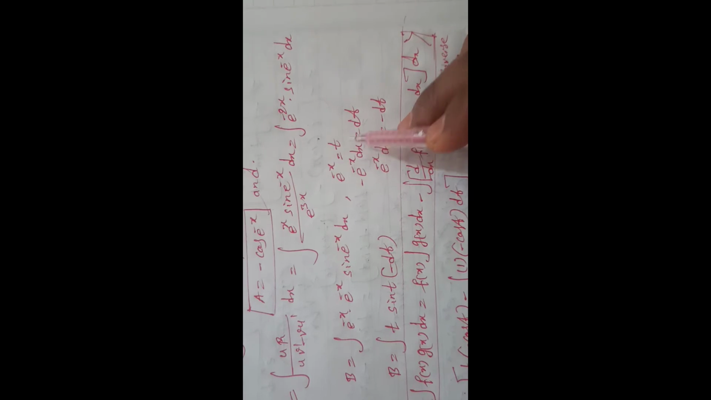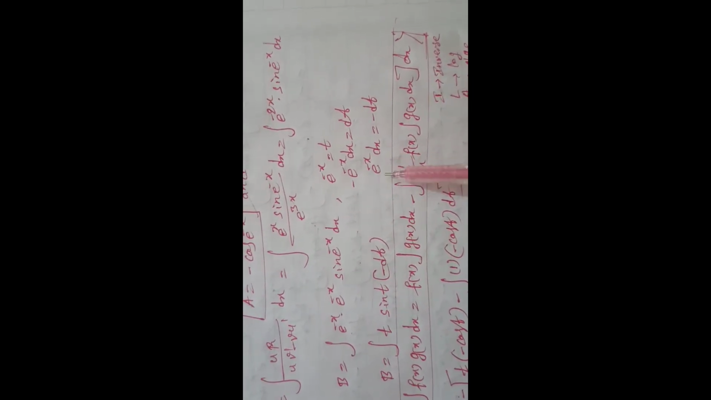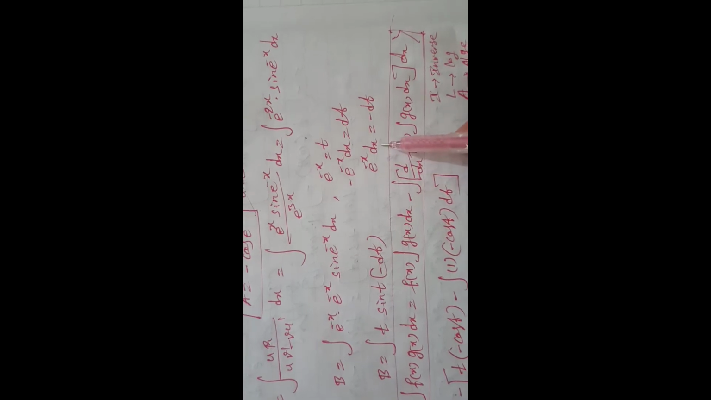Again putting e to the power of minus x is equal to t. So if you differentiate again, we will get minus e to the power of minus x dx equal to dt. So here there is no negative term, so I am transferring minus from this side to this side. So then e to the power of minus x dx is equal to minus dt. So wherever there is e to the power of minus x dx, we are going to replace it with minus dt.